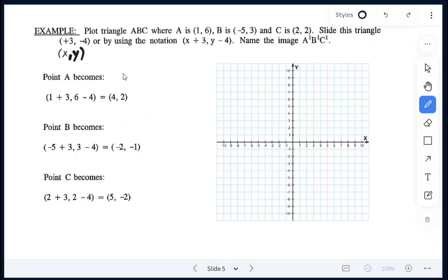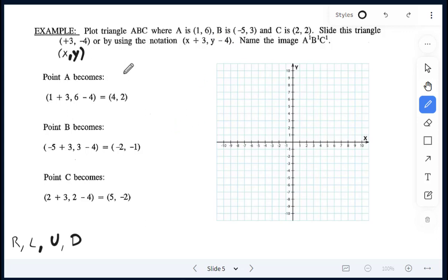In our modules, you'll notice they're using R for right, L for left, U for up, and D for down. Okay, so you might see that in your modules, but you might also see this as well. So that notation means x plus 3 and y minus 4.